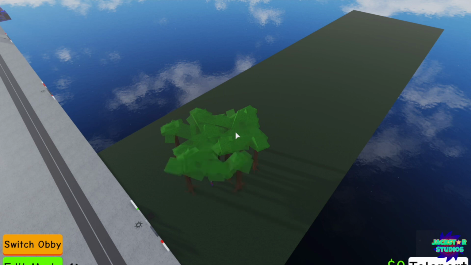This is also the moment where I realized that my tree system is too far back and it needs to be moved forward, which is actually a pretty big issue because this uses about 400 to 500 parts, and you can only select 300 parts at a time.